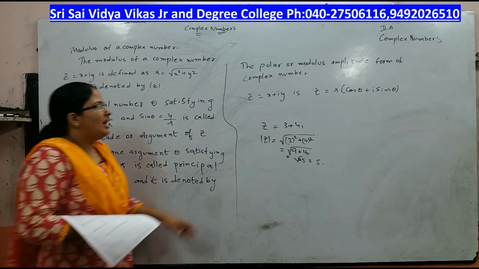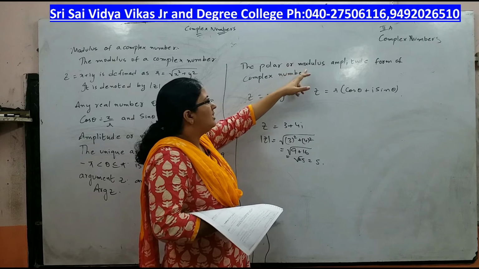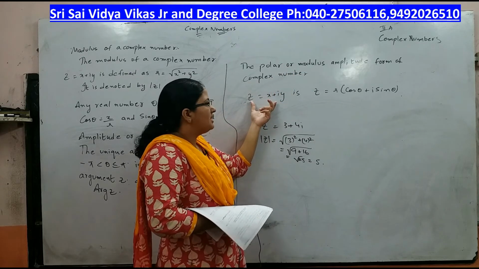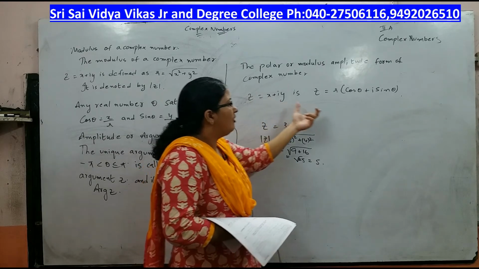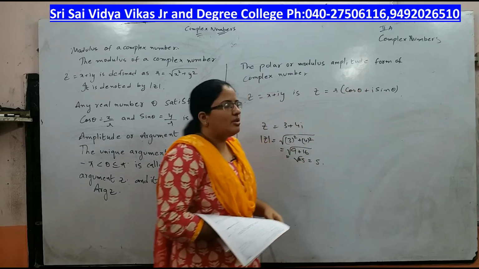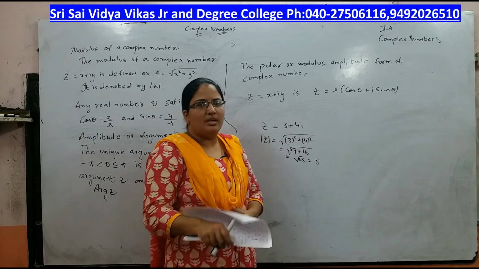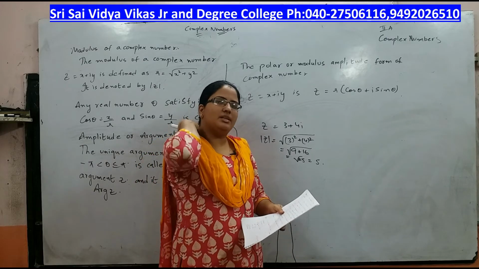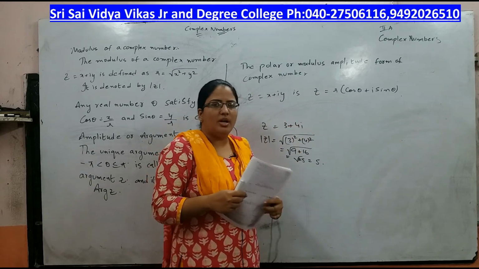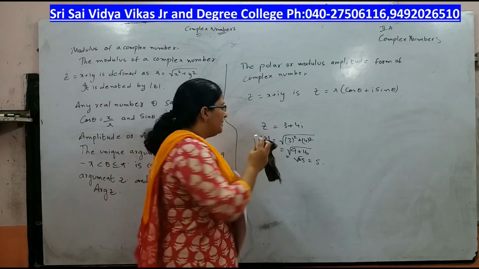Then next you have the polar form of a complex number, or modulus amplitude form. If you can express the complex number z is equal to x plus iy in the form of r into cos theta plus i sin theta, then this is called the polar or modulus amplitude form of a complex number. Now, we will be given some complex numbers, and you have to express them in modulus amplitude form or polar form. Let us see how to express it.